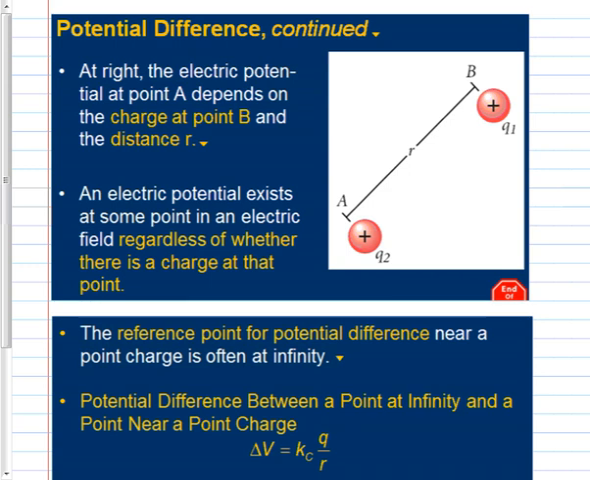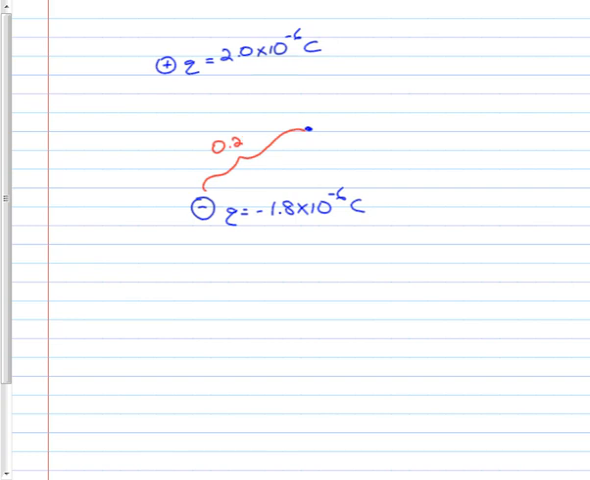Did I not have a problem? I didn't have a problem. So let me make up a problem real quick. Here is a charge of 2.0 times 10 to the negative 6 coulombs. I'm going to have a point right here. I'm going to have a charge right over here of negative 1.8 times 10 to the negative 6 coulombs. And I am going to have a distance here of 0.25 meters and a distance here of 0.35 meters. I want to know what's the electric potential at this point.